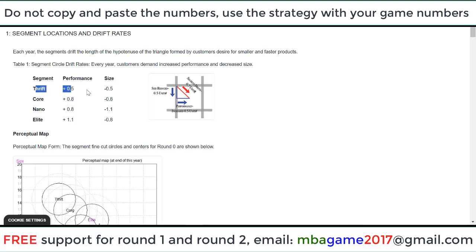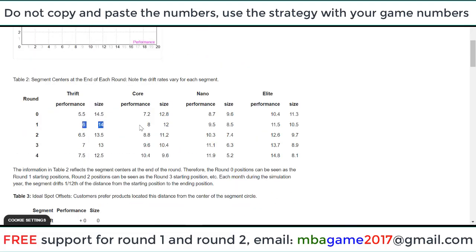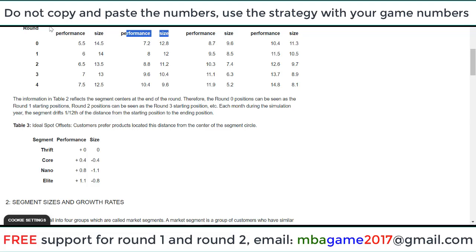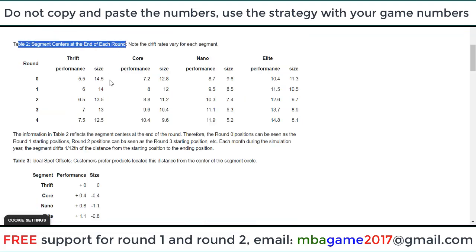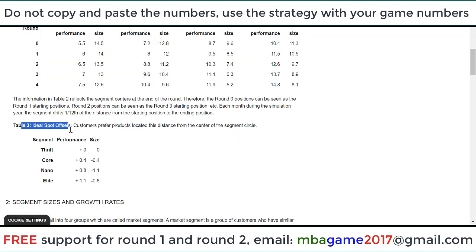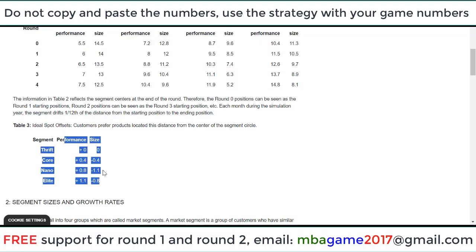You have 4 segments here: trip, core, nano, elite, right? And then each round we need to increase performance inside for these 4 segments. Performance inside here. But remember, you need to combine table 2 here and table 3 here together, because you cannot use the number in table 2. You need to update in table 3.